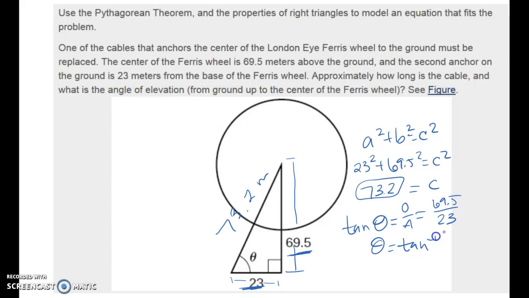So I'm going to say arctangent of 69.5 over 23. Definitely going to have to use my calculator on this one. And in radians, this would be 1.2522. Or if you want it in degrees, change the mode on your calculator. It'd be 71.7 degrees. And so it says, and what's the angle of elevation? That would be this angle here, and it is 71.7 degrees.